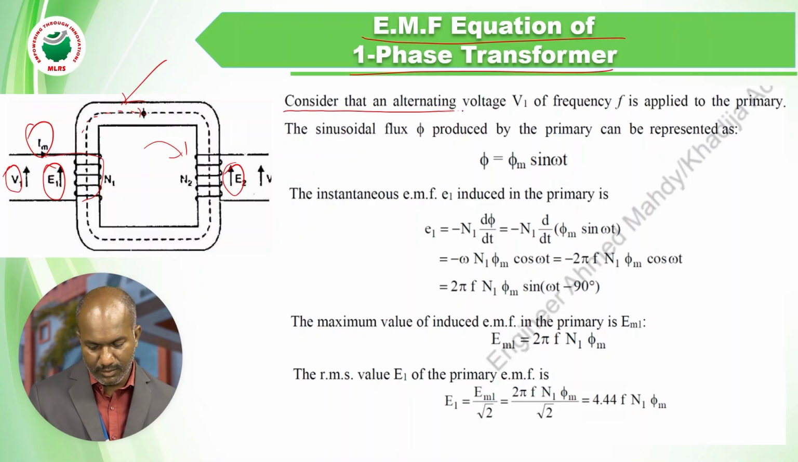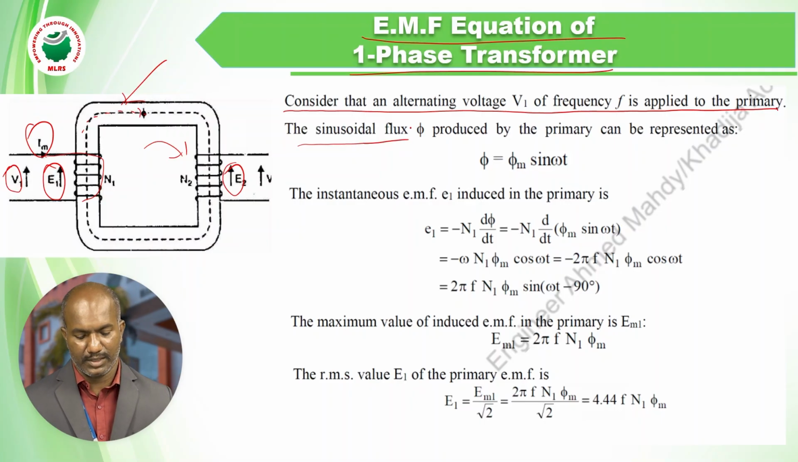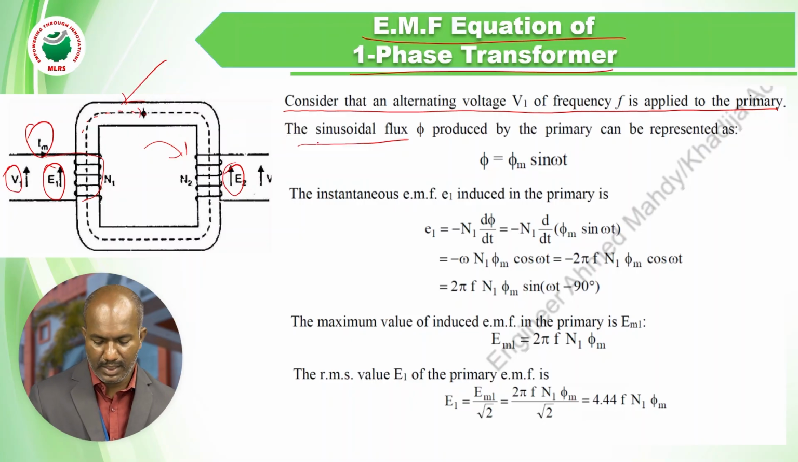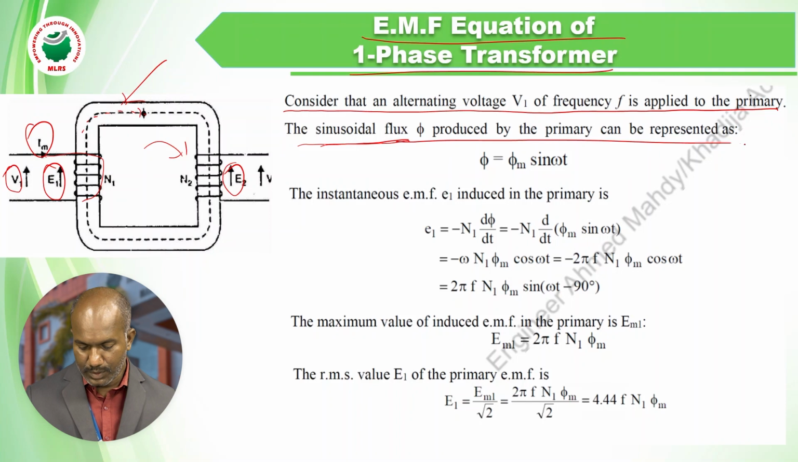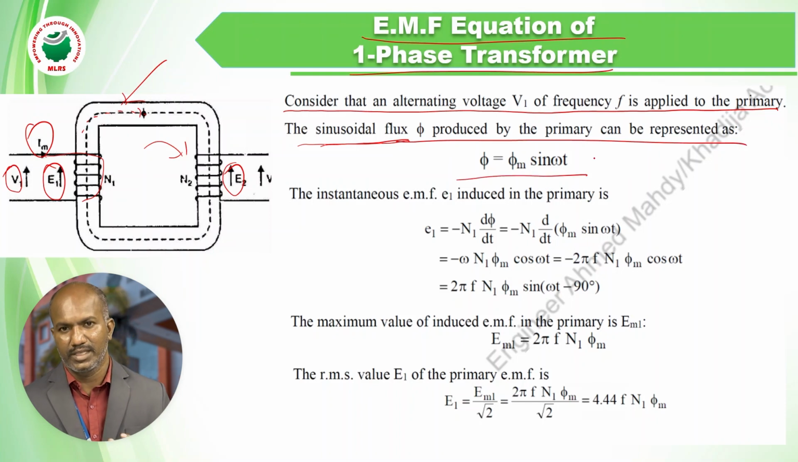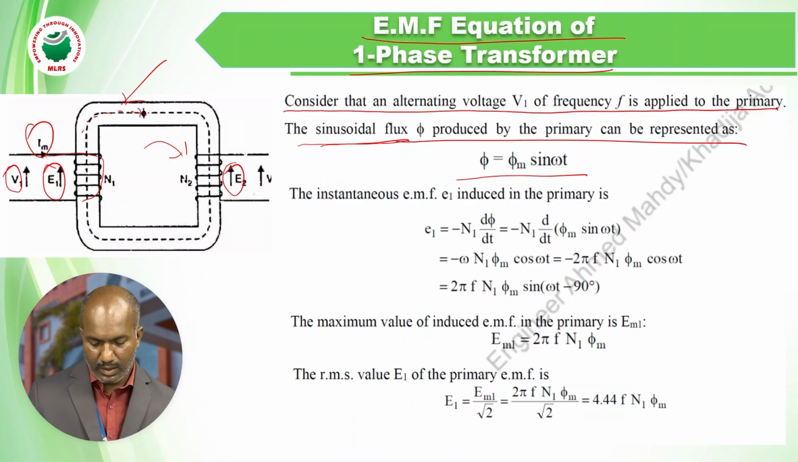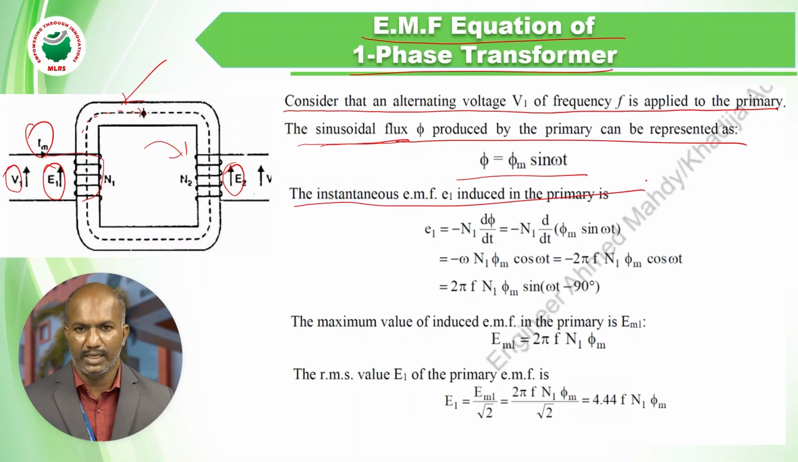Right. Consider some voltage V1 of frequency f is applied to the primary winding. Because this voltage is given to the primary winding, some current is flowing in the primary winding. That current produces flux. Let us suppose that flux is phi. So what is the nature of the flux? The nature of the flux is also sinusoidal because the supply voltage V1 is sinusoidal. Faraday's law of electromagnetic induction says whenever there is a change in flux linking with a conductor, EMF is induced in the conductor.